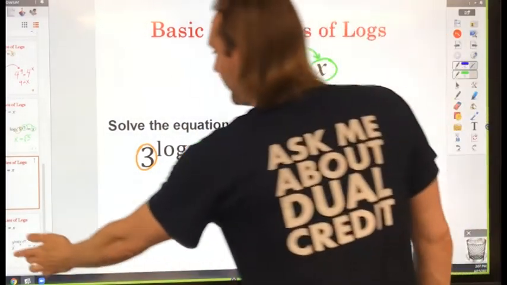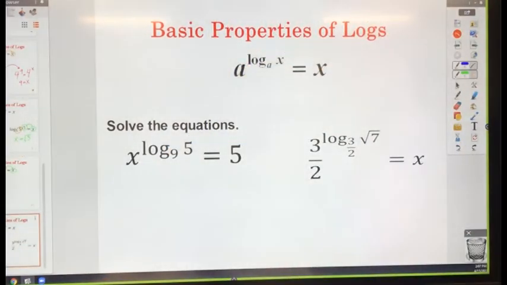So use that property to solve these two problems. X to the power of log base 9 of 5 equals 5. 3/2 to the power of log base 3/2 of the square root of 7 equals x. And once again, I'll give you a few seconds to think amongst yourself.